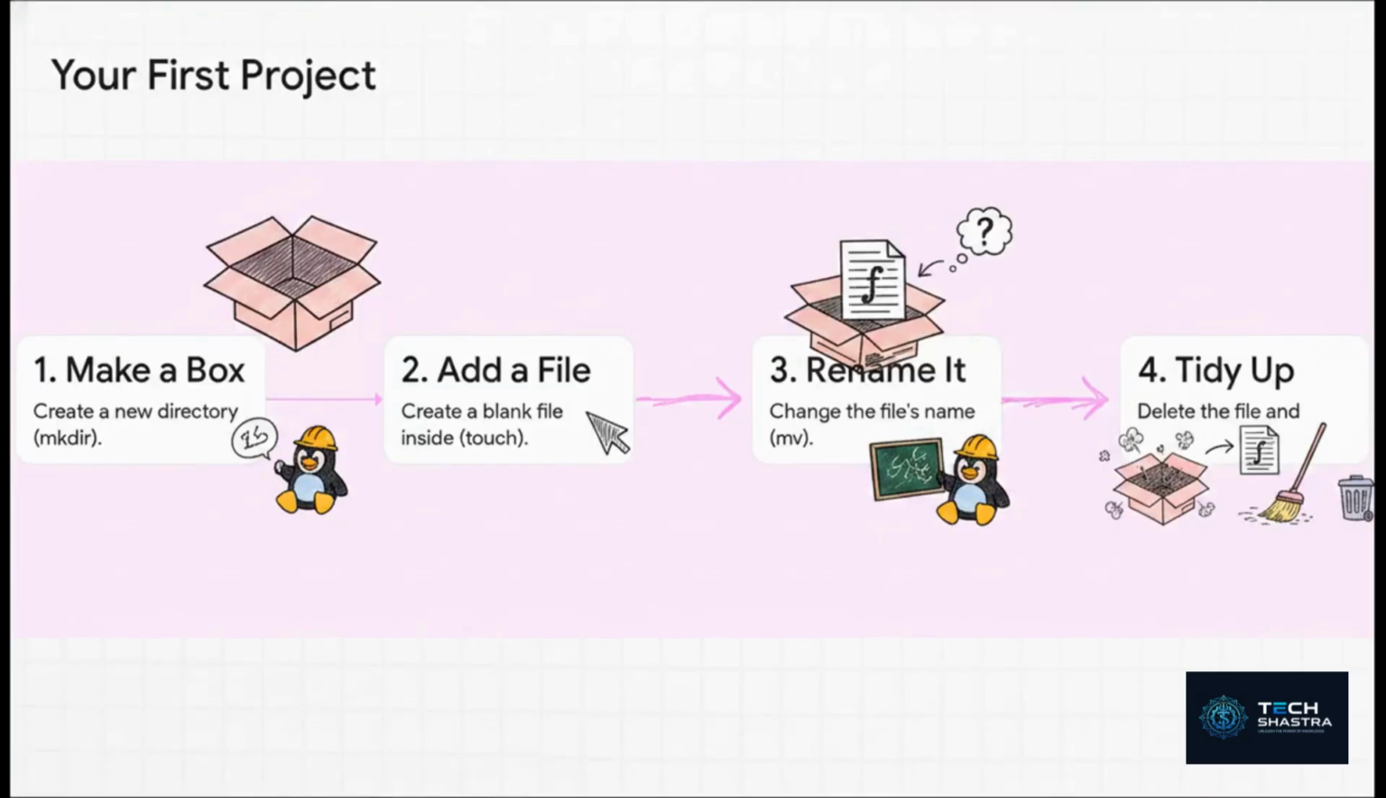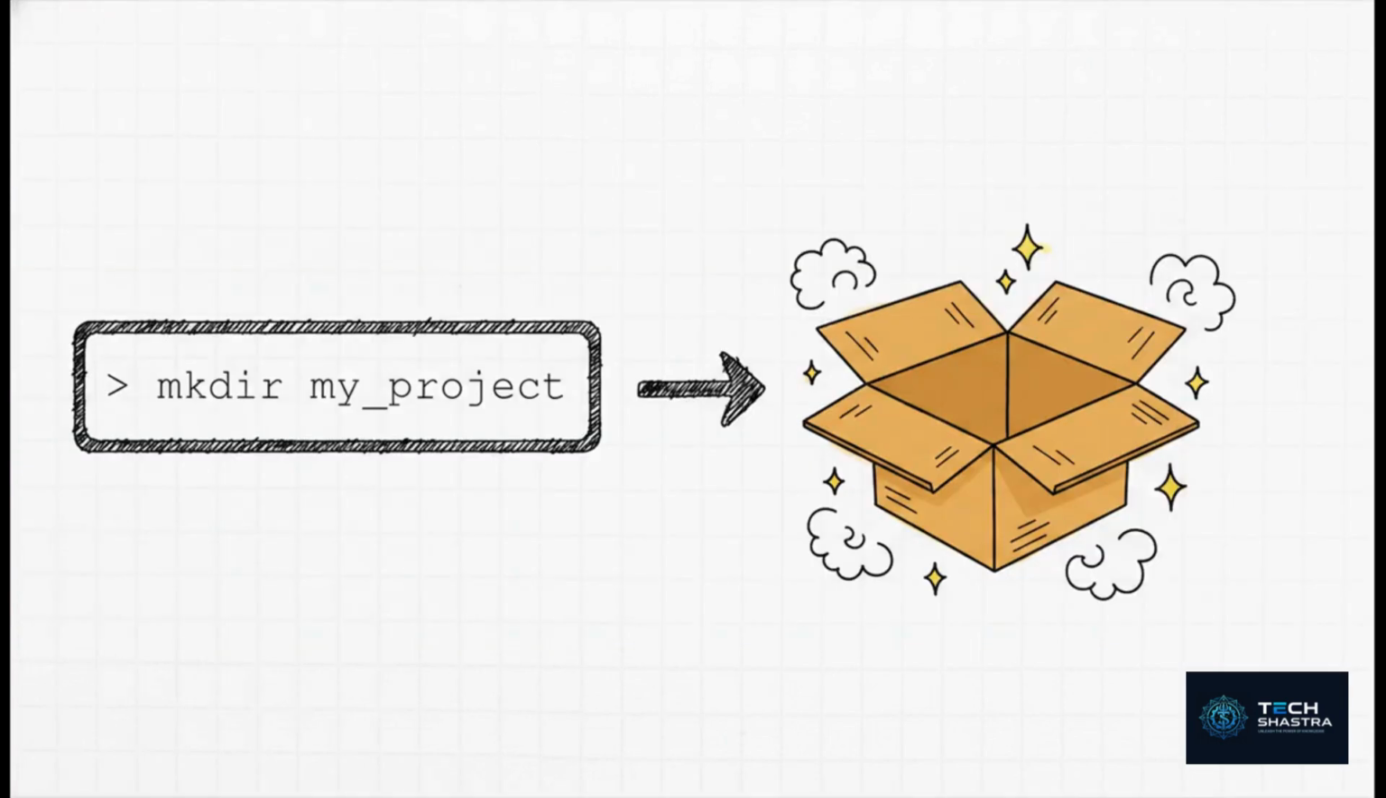So here's the game plan. It's super simple. First, we're going to create a new directory. Let's call it a storage box. Then, we'll put something inside it. We'll create a file. After that, we'll give it a new name, just for practice. And finally, we'll tidy up. That's it. 4 easy steps. You ready? All right, step 1.